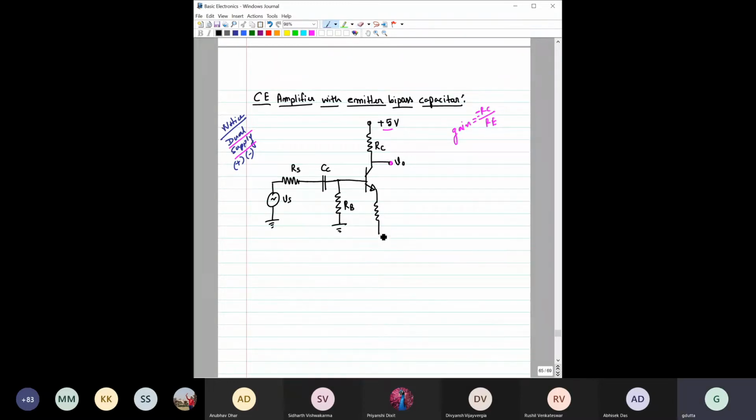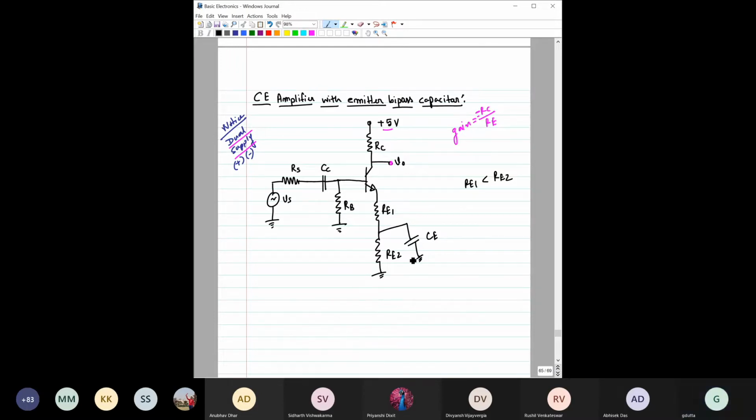So we can use two emitter resistors. One is RE1 and the other one is RE2, where RE1 is less than RE2. And what we can do is put one capacitor across this emitter. Now, what is the impact of using this capacitor?